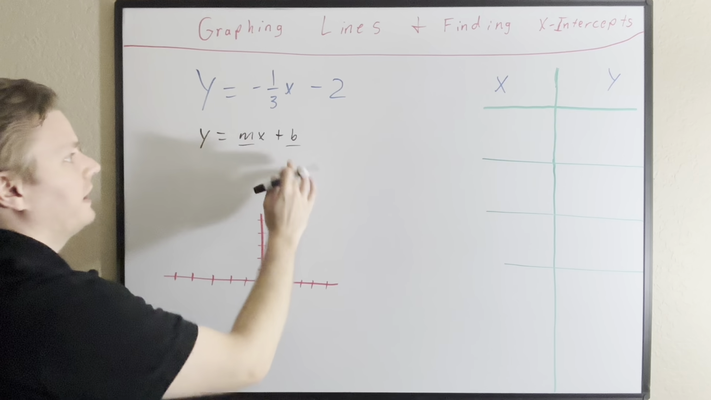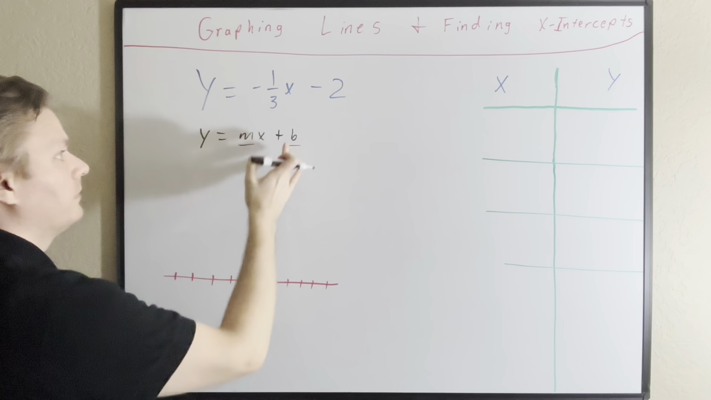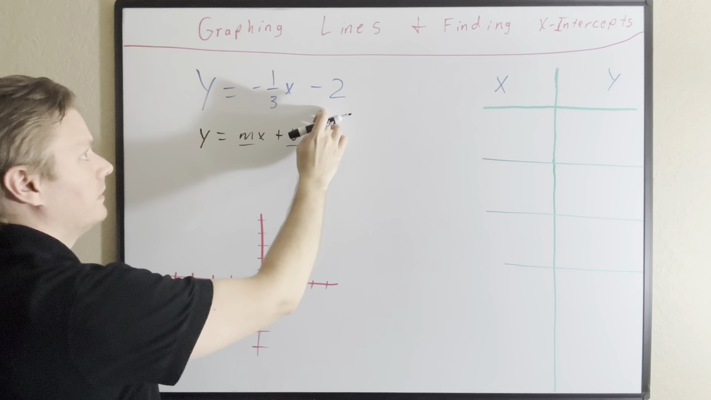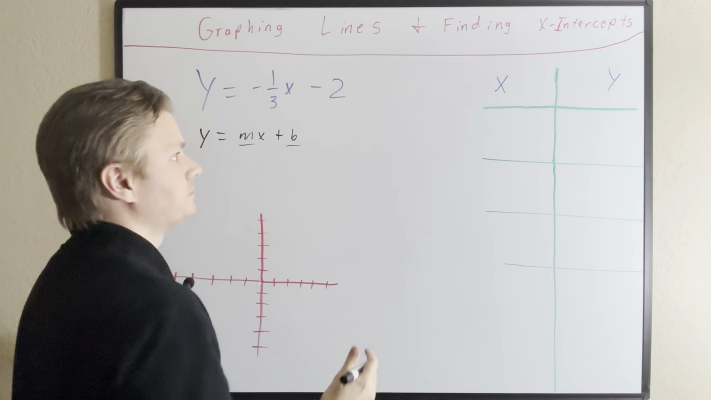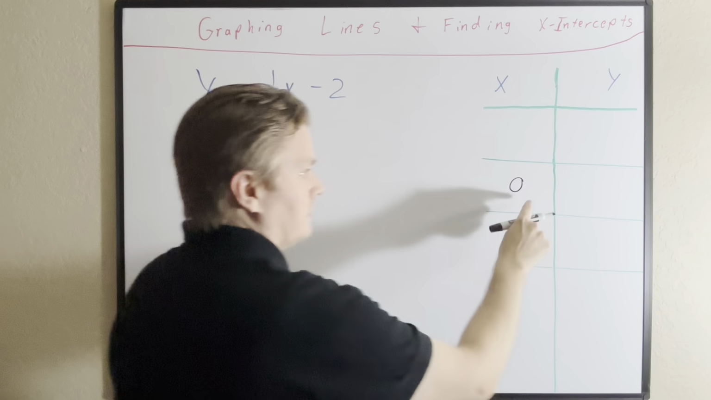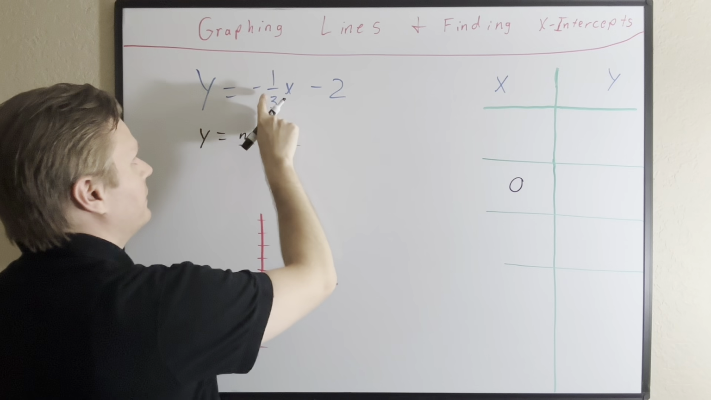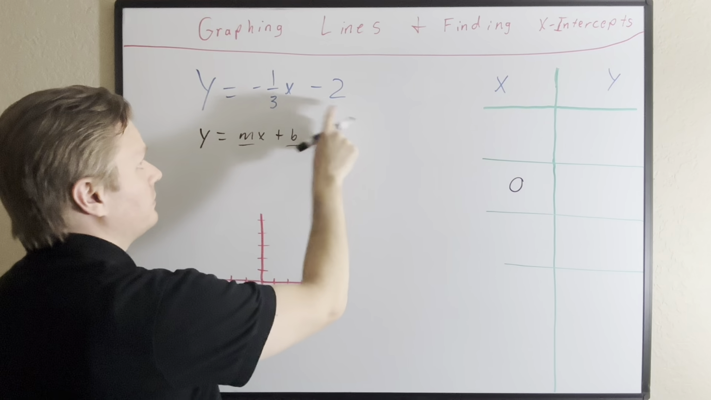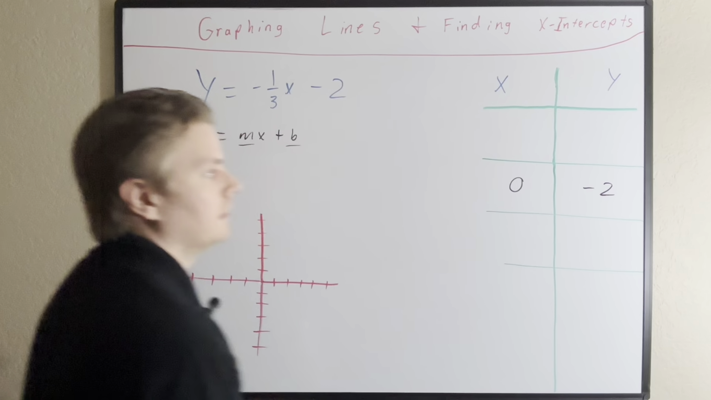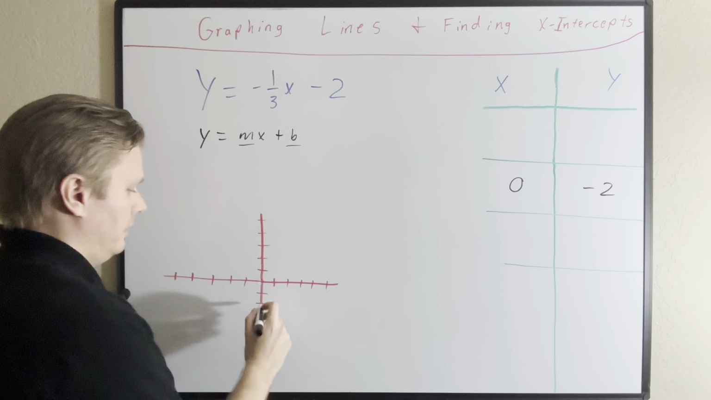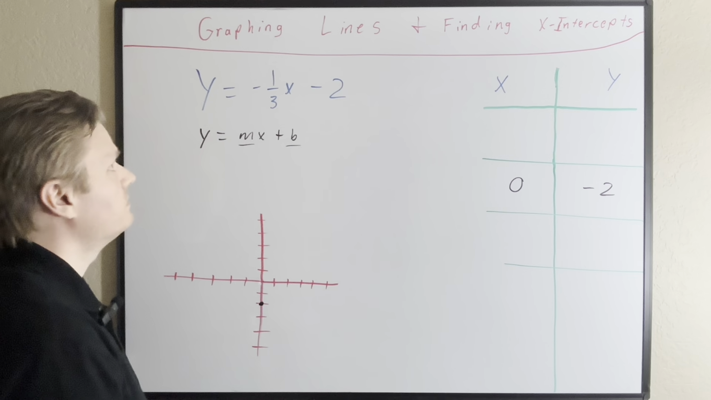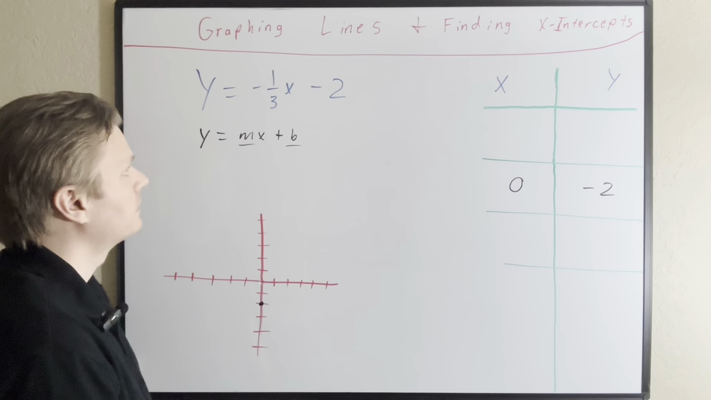So if b is our y-intercept, then we have a point on our graph already, right? Because if x is 0, I'll put the 0 here, then it would be negative 1/3 times 0 minus 2. Anything times 0 is 0, so 0 minus 2 is negative 2. So y would be negative 2. And there is our y-intercept. All right, got 1 point. Now we just need 2 more points, let's say.